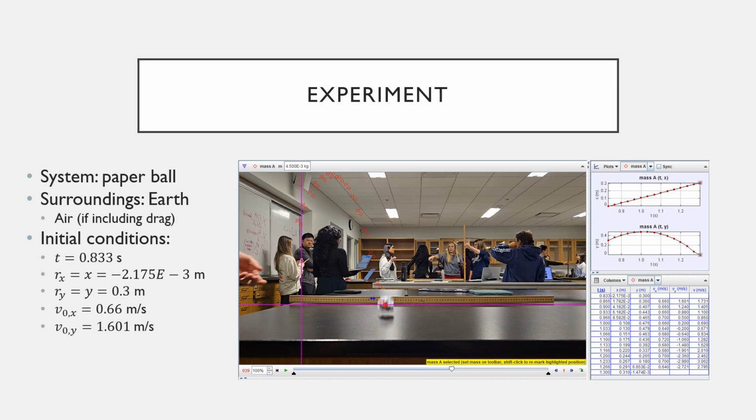Rx or x is at negative 2.175 times 10 to the power of negative 3 meters, or negative 0.002175 meters. Ry or y is 0.3 meters. V naught x is 0.66 meters per second, and V naught y is 1.601 meters per second.